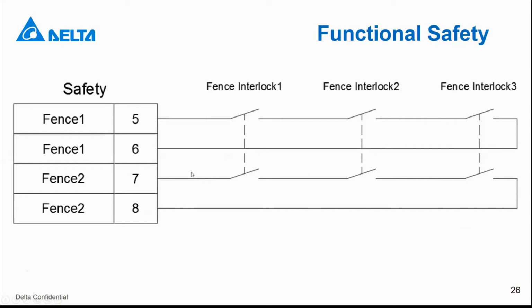And next, this one also needs to be connected. This is the functional safety channel. It has 2 channels. Usually you can connect this to maybe a door or safety fence. And if you want to connect more than one, it's the same. You can connect them in parallel like this.